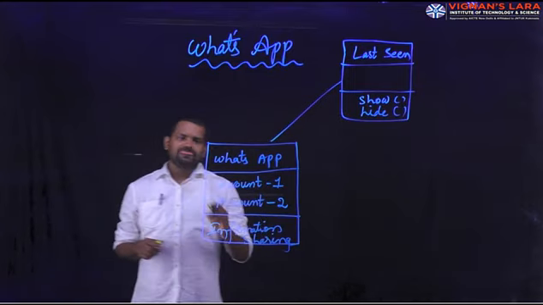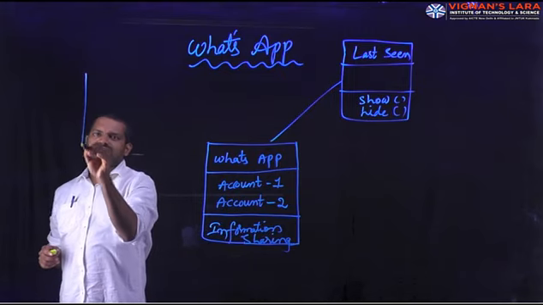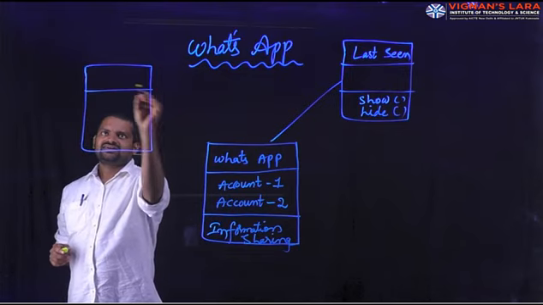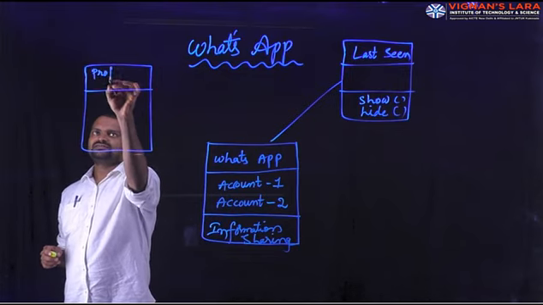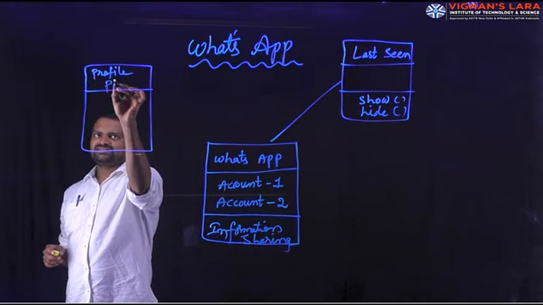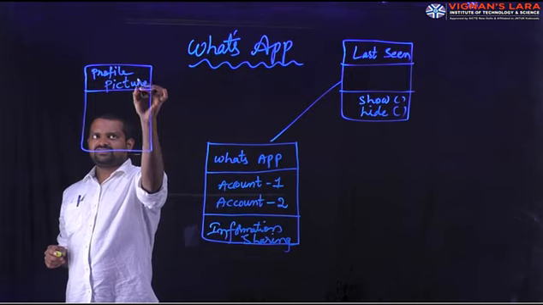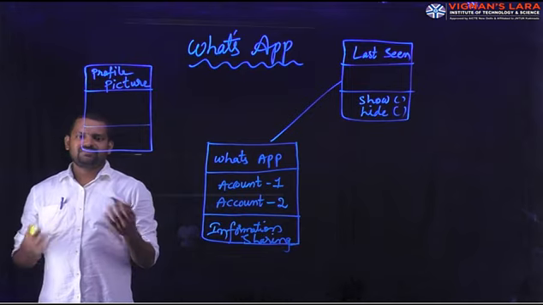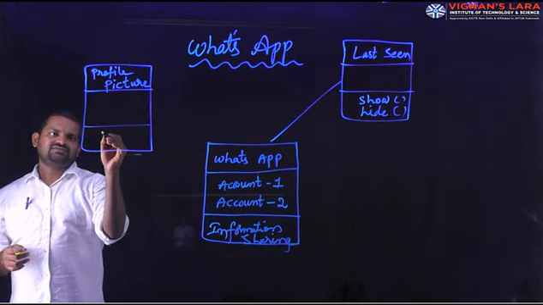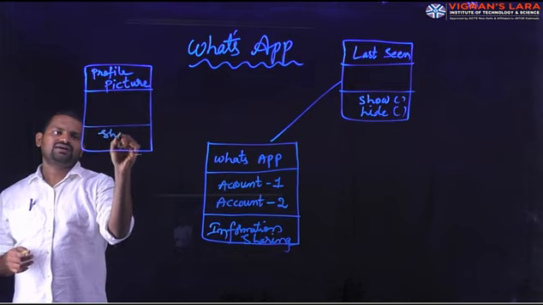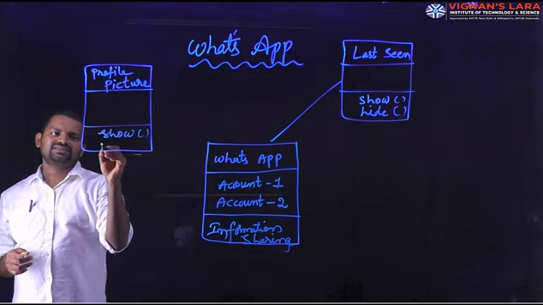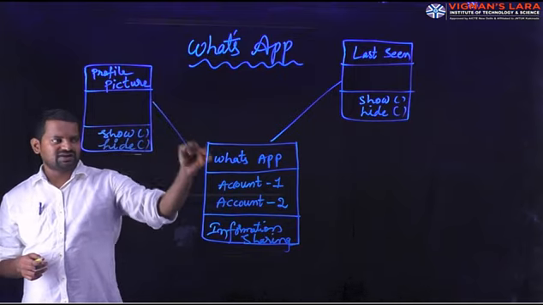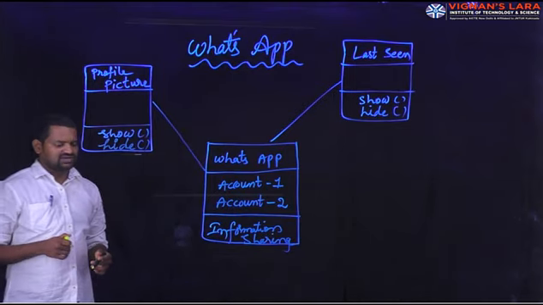Another class, if you want to display a picture, is the profile picture. Profile picture is one class. In this profile picture, no attributes are there. For example, here also we have to show the show method of the profile picture, or you may have to hide the profile picture. That is connected to the WhatsApp.